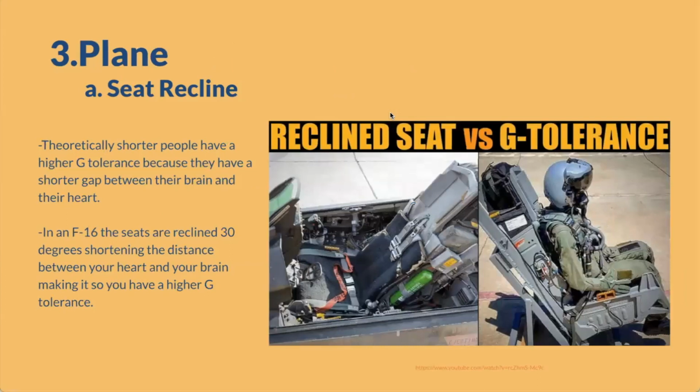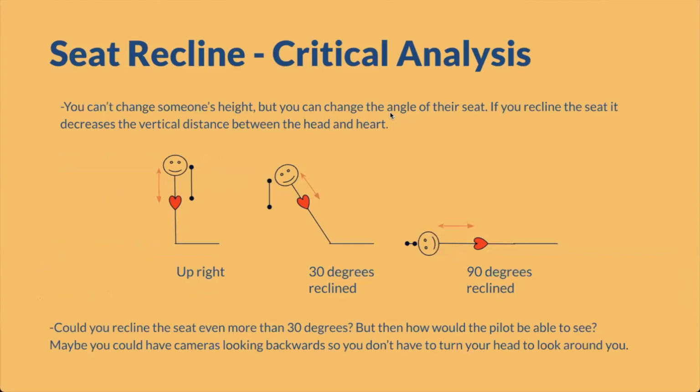Theoretically, shorter people have a higher G tolerance because they have a shorter gap between their brain and their heart. In an F-16, the seats are reclined 30 degrees, shortening the distance between your heart and your brain, so you have a higher G tolerance. You can't change someone's height, but you can change the angle of their seat. If you recline the seat, it decreases the vertical distance between the head and the heart.